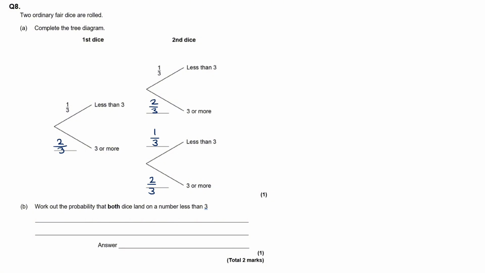So we are looking for less than 3 and less than 3. Less than 3 is going to be 1 out of 3, and in probability it's times 1 out of 3. That's going to give you 1 out of 9.